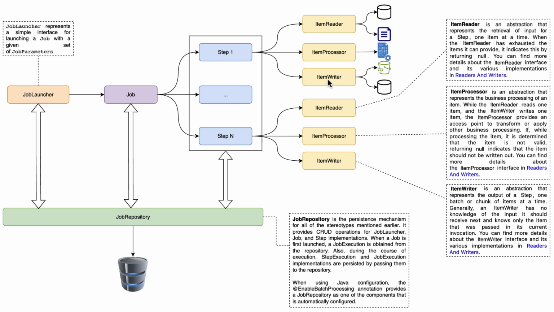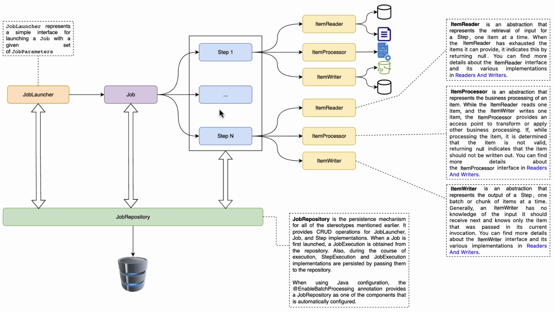And then finally, we have the item writer. So the item writer is an abstraction that represents the output of a step, one batch or chunk of items at a time. Generally, an item writer has no knowledge of the input it should receive next and knows only the item that was passed to it in its current invocation. You can find more details about the item writer interface and its various implementations in the readers and the writers section as well.